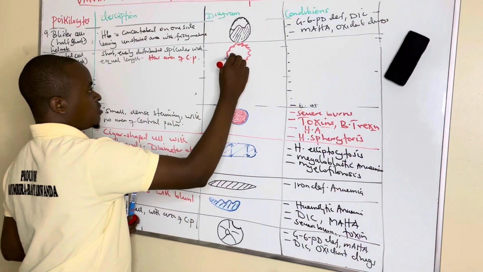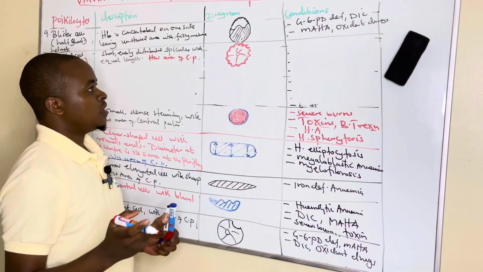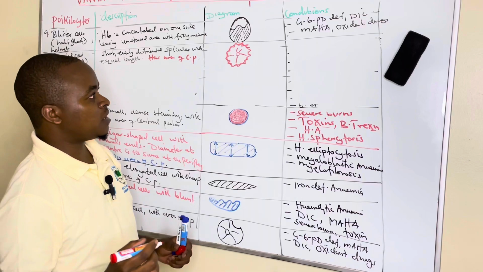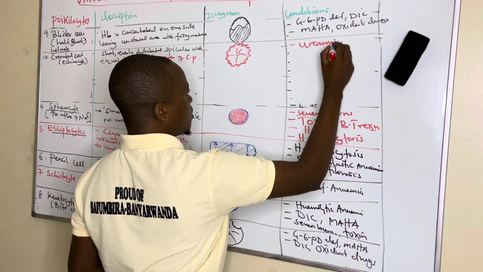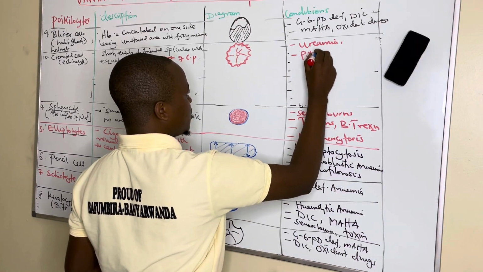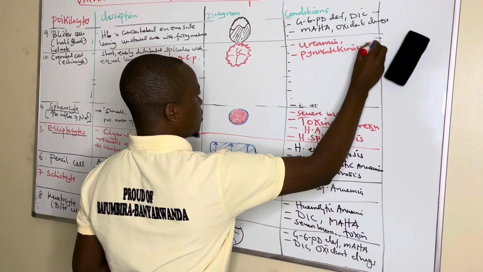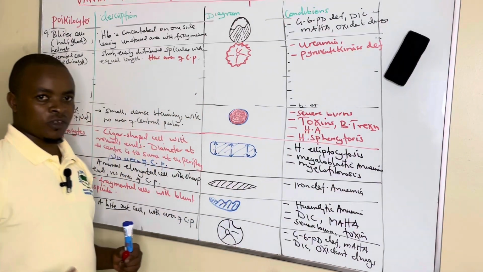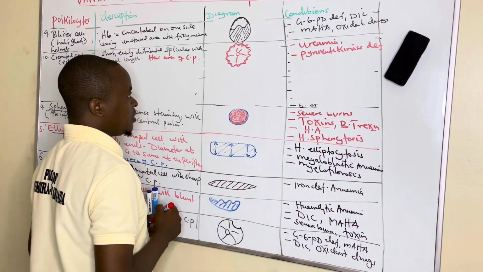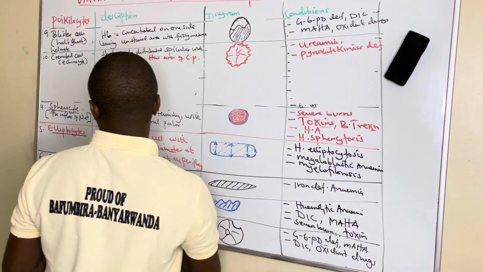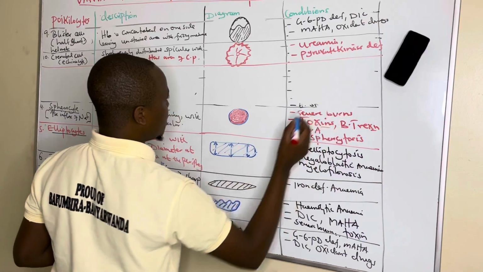It has an area of central pallor. It is majorly seen as an artifact, but apart from being seen as an artifact, we find it in conditions like uremia. We find it in pyruvate kinase deficiency, which is an enzyme of glycolysis. And these are the major conditions where we can find echinocytes, what we are calling crenated red cells.